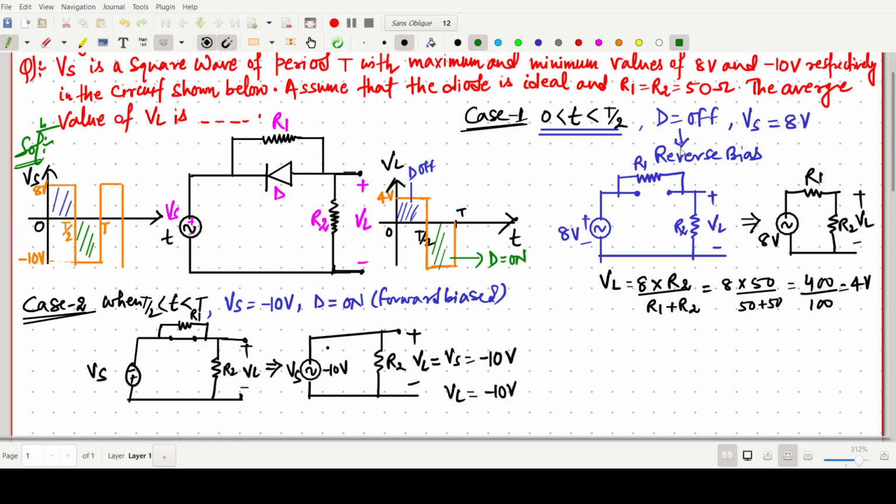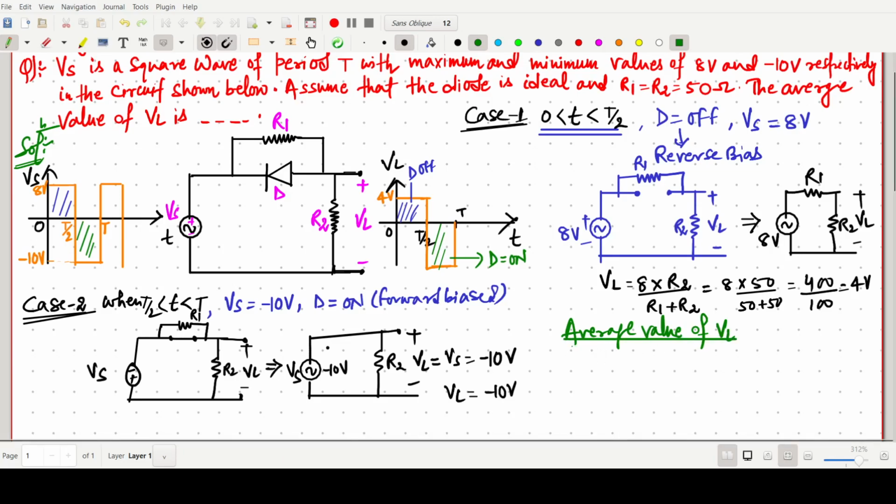Now in the question we have to find the average value of VL. For the calculation of the average value of VL, what we have to do is just take the area. For the time being I am saying this area is, taking the red color, A1 and A2.